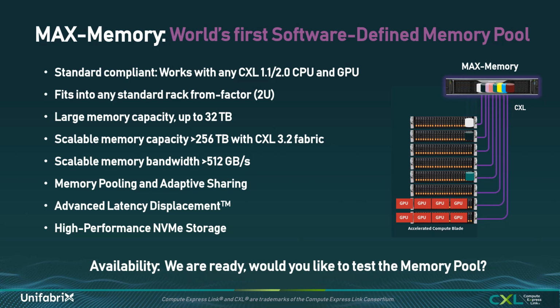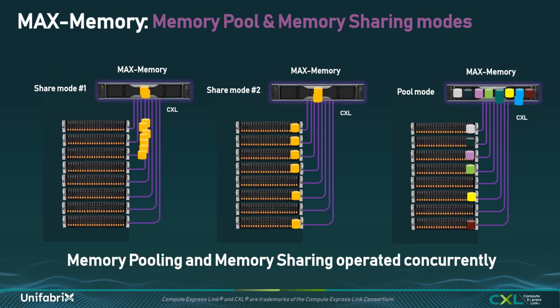Looking at the sharing mode, in this slide we can see three types of systems. First of all, on the right-hand side, this is pool mode. In pool mode, as I described before, each host can access a different memory space. Those are assigned in the graphic by different colors. Each system connects directly to the memory pool, and it has its own memory space.